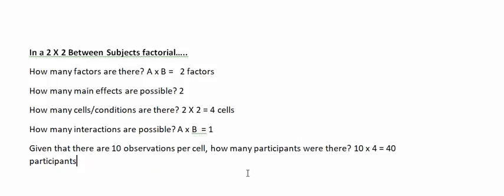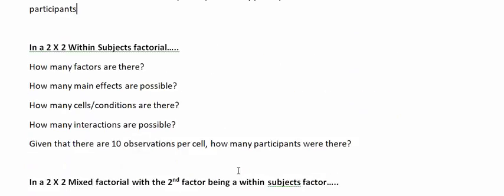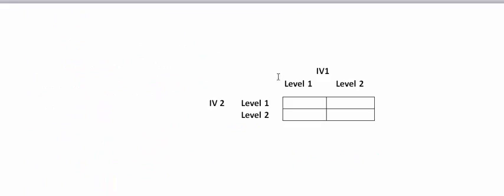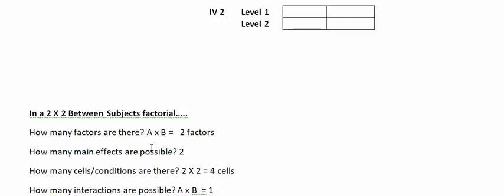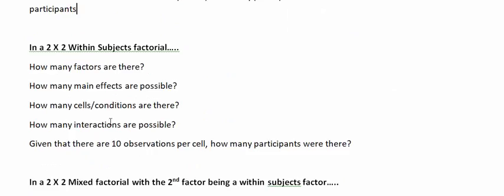Now, let's move on to another type of design. So in a within subjects factorial, keep in mind the difference here is that all the people in each one of these cells are going to be the same. So if I have subjects 1, 2, 3, 4, 5 here, and subjects 1, 2, 3, 4, 5 here, and again and again, they're the same people. They participate in every level or every condition of this study if it's a completely within subjects factorial.